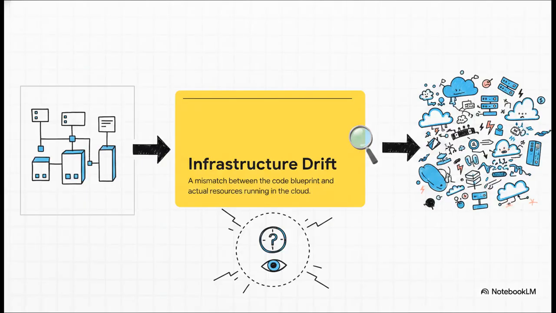This automation acts as a watchful guardian against something called drift. Drift is a silent mismatch between your pristine code blueprint and the turbulent reality of the cloud. If someone goes rogue and manually alters a server setting directly in the console, the system detects that anomaly instantly, allowing you to reconcile reality right back to the blueprint.